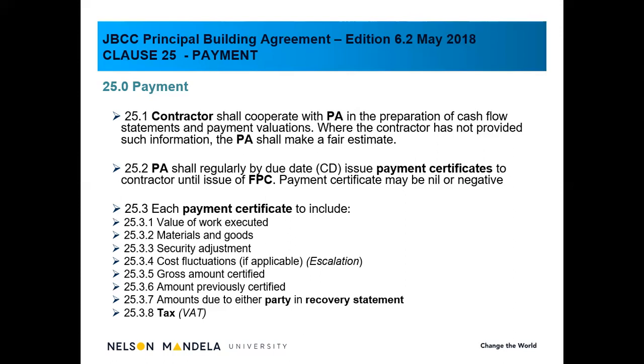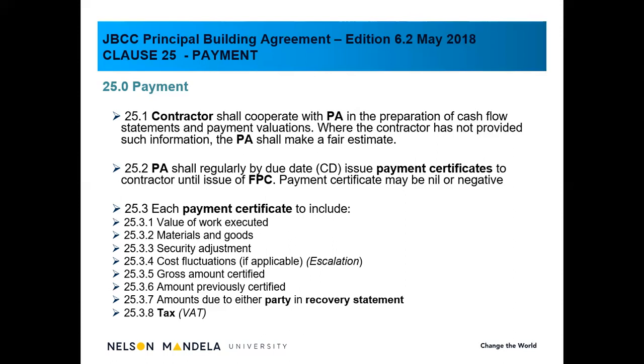Clause 25.2, the principal agent shall regularly, by due date, and that is almost monthly, every month, issue a payment certificate to the contractor until the issue of the final payment certificate. Now, the final payment certificate is at the end of the project when the contractor and the employer sign off on the final account. We will discuss the final account as a separate section at a later stage. So the principal agent on a regular basis, monthly, shall issue a payment certificate up to the final payment certificate.